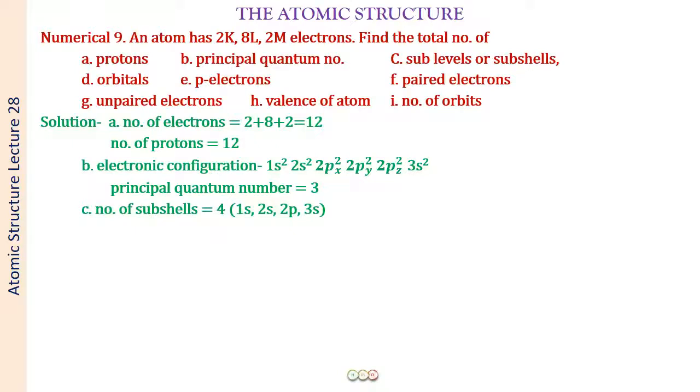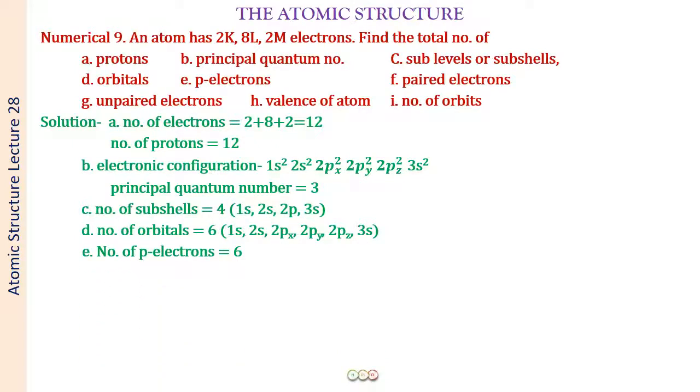Next we have to tell the number of subshells. So the number of subshells you can see over here is 1s, 2s, then we have 2p and 3s, making it 4 subshells. Next we have to tell the number of orbitals. So the number of orbitals also you can calculate from the electronic configuration. It is going to be 1s, 2s, 2px, 2py, 2pz and 3s, making it 6 orbitals.